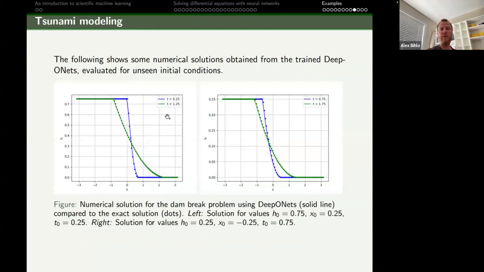So these are two random samples. The DeepONet has never seen those before. The initial condition, let's start with our initial time at 0.25. Then this is our initial condition, the dots, and the solid line is the DeepONet. And then the solution at 1 time unit later is given by the green line. And same here, just for a different water height. So there is a different water height here, different water height here. Just so that we can see that we really learned the solution operator.